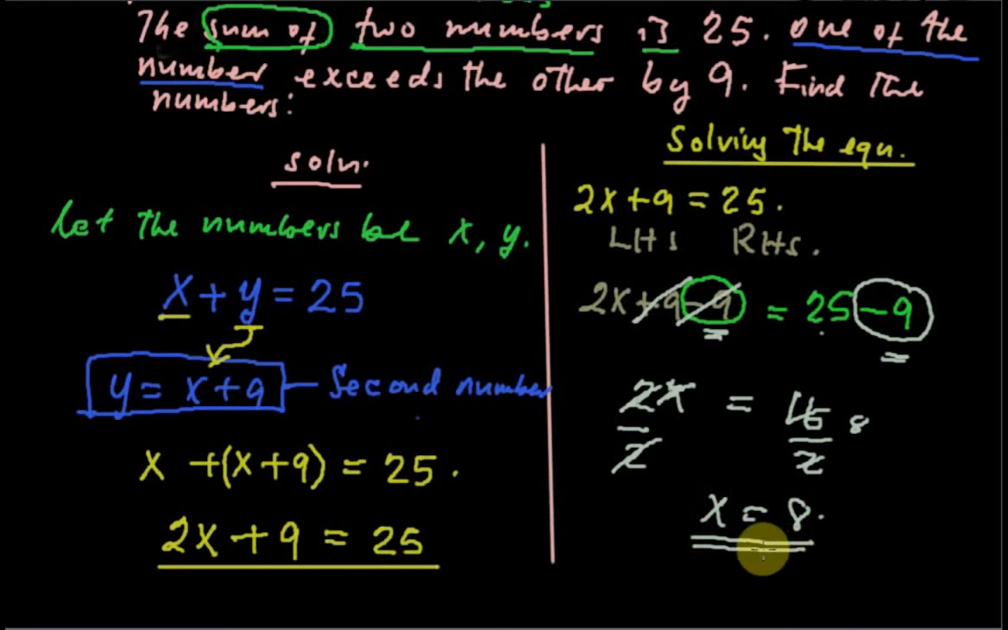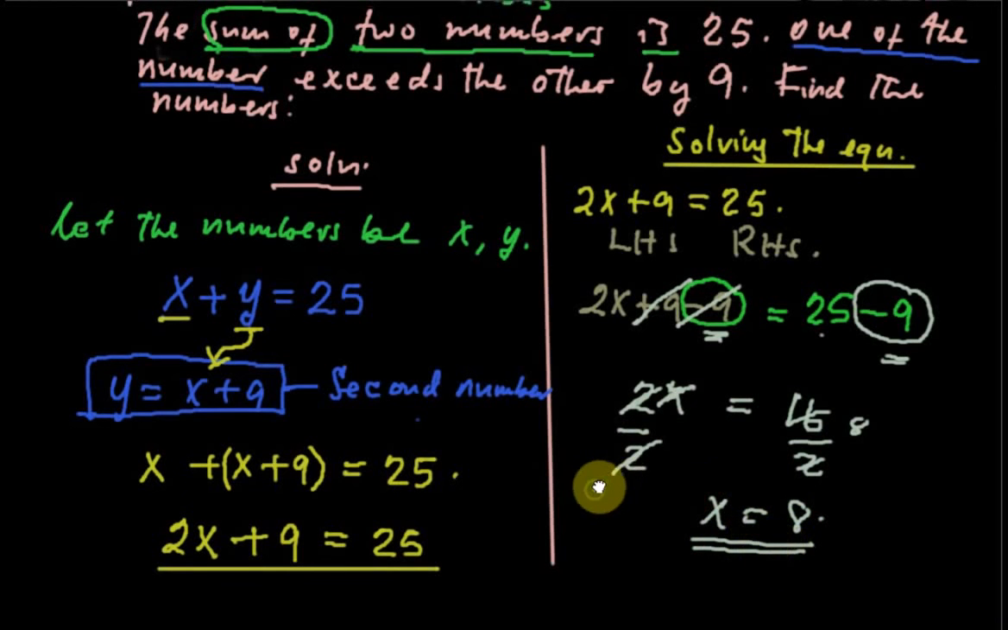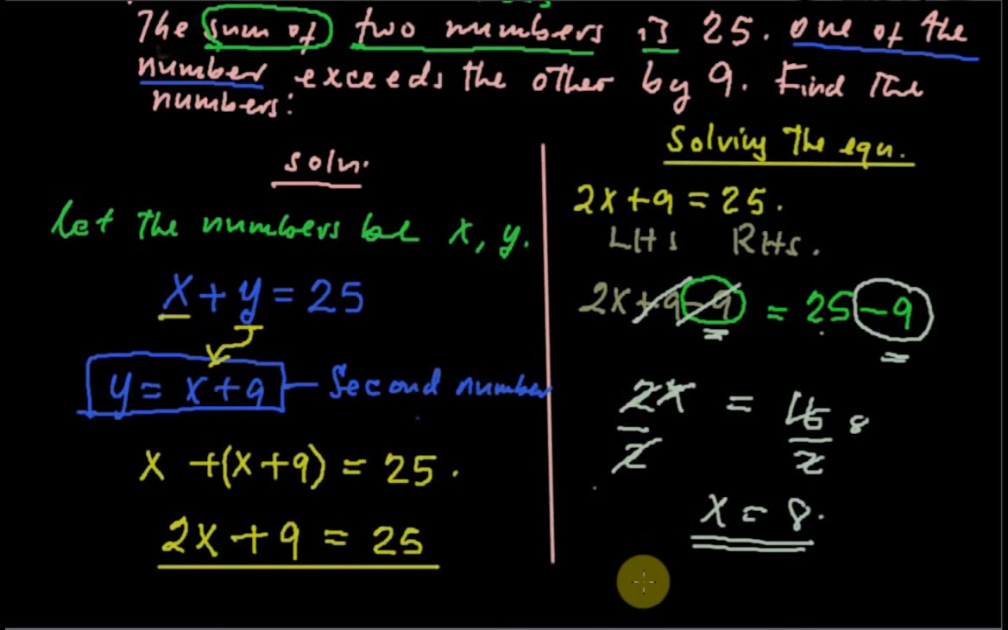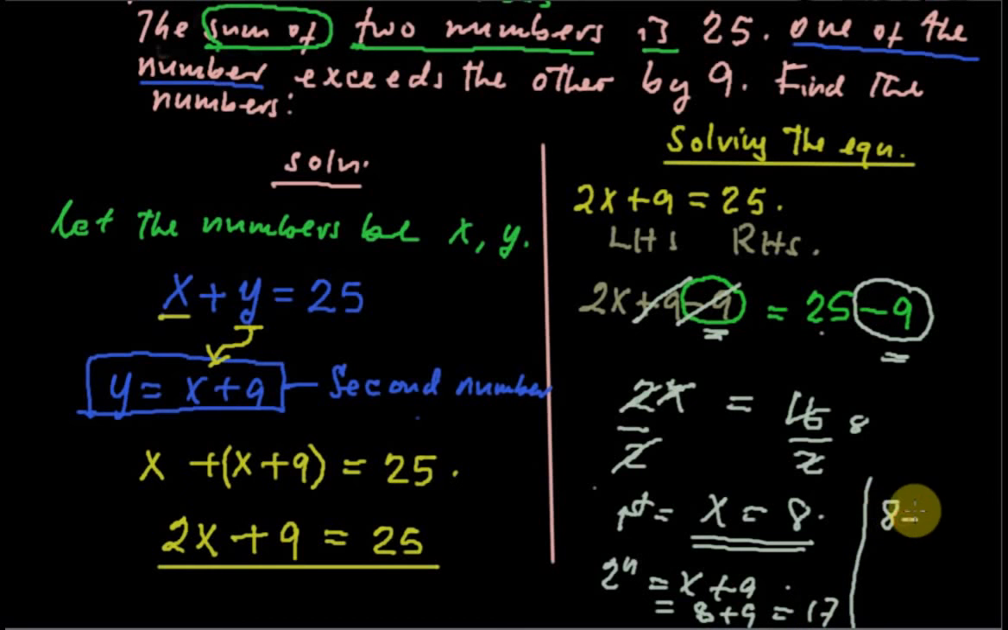This is the number. So if you have to check, it is like this. We are going to check. We put our x here. Our first number is x, and our second number is x plus 9, which is equal to 8 plus 9, which is equal to 17. So if you do 8 plus 17, you will get 25, and it is true.